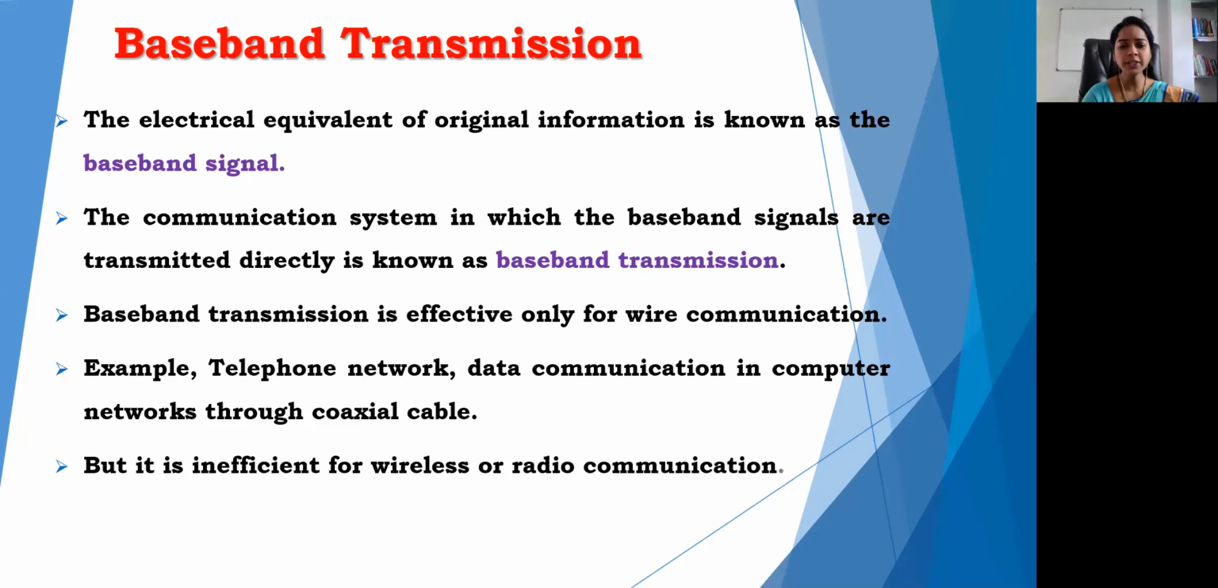So what are the examples of this? The telephone network, and data communication on computer networks through coaxial cables. This is also called baseband transmission, but it is inefficient for wireless or radio communication. You cannot communicate through radio waves with baseband transmission. You cannot transmit your data in air because it is not modulated. So distance is one of the main disadvantages in this type of transmission.